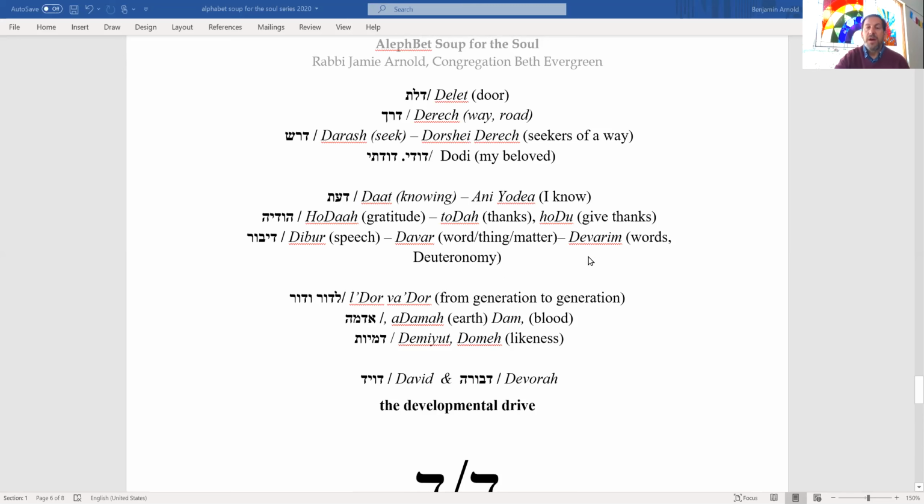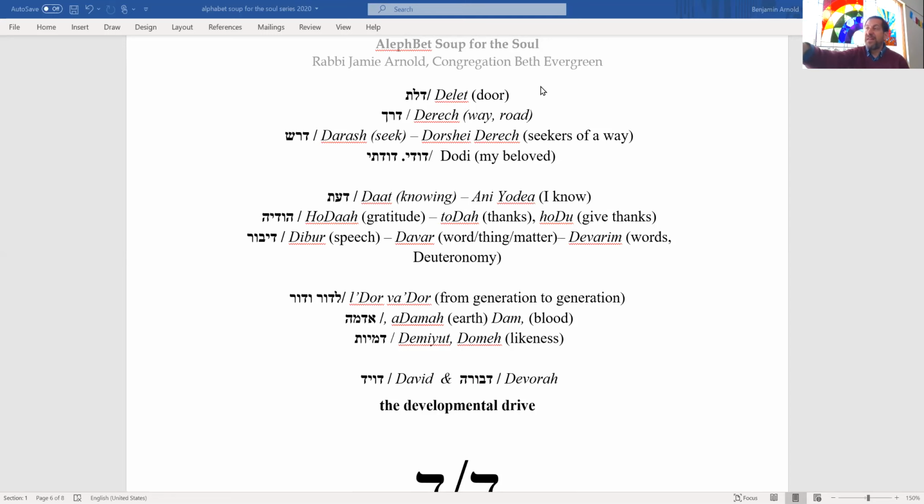So there are lots of words that begin with the letter Dalet that we can play with. Of course, the name of the letter Dalet comes from the word dalet, which means door, or daltot is a way to say doors in Hebrew. And again, that is another symbol or representative of change as a threshold or a transition. The word derech means a way or a road.